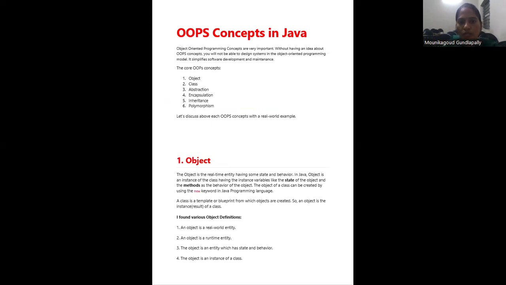The core OOPS concepts are object, class, abstraction, encapsulation, inheritance, and polymorphism. Let us discuss the OOPS concepts with real world examples.